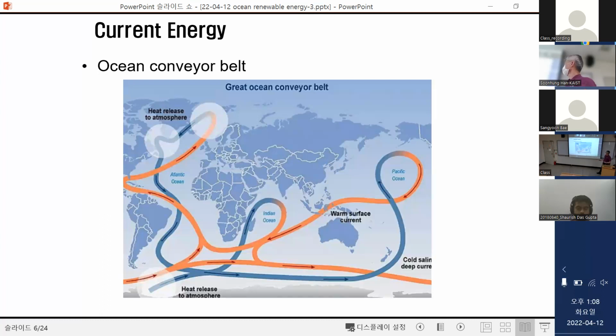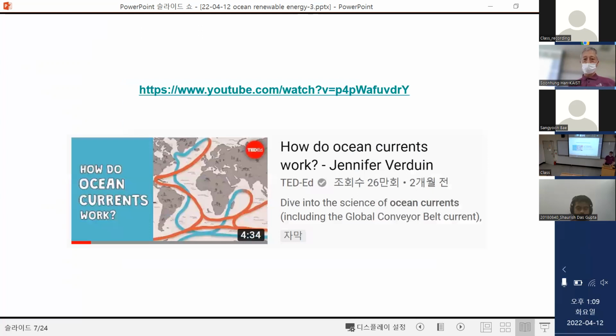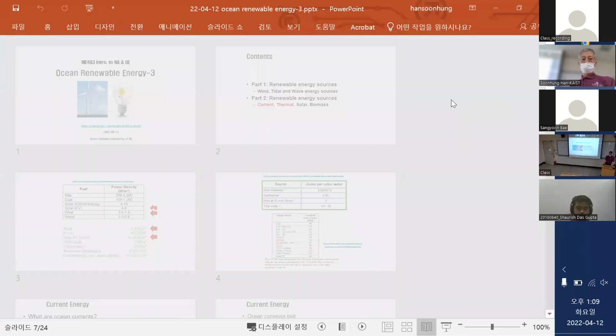Okay, and this is the ocean conveyor belt. It looks different from the previous ones. It is very slow, but it is a warm surface current and a cold deep current, coming up and down again. It is interesting. I guess there's a video for this. Let's see this.